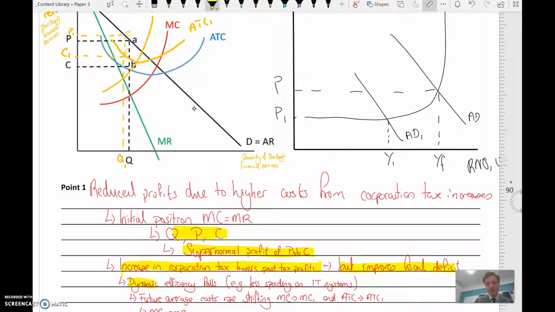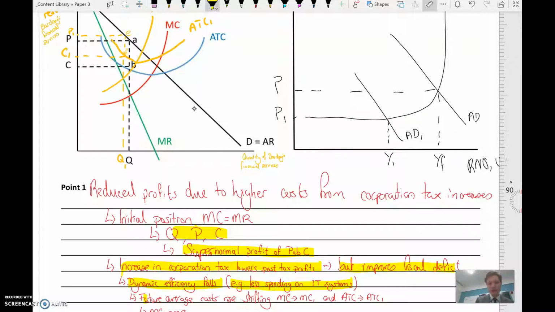However, if you have lower profits. Now remember, corporation tax is a tax on company profits as a percentage of those profits. So if you raise corporation tax, post-tax profits will fall, and therefore your reinvestment into the firm will fall. And if you're going to talk about investment, I would always try to refer to something specific, a piece of capital that this specific firm would be investing in. So here I talk about IT systems that Barclays might be investing in. And that's going to fall.